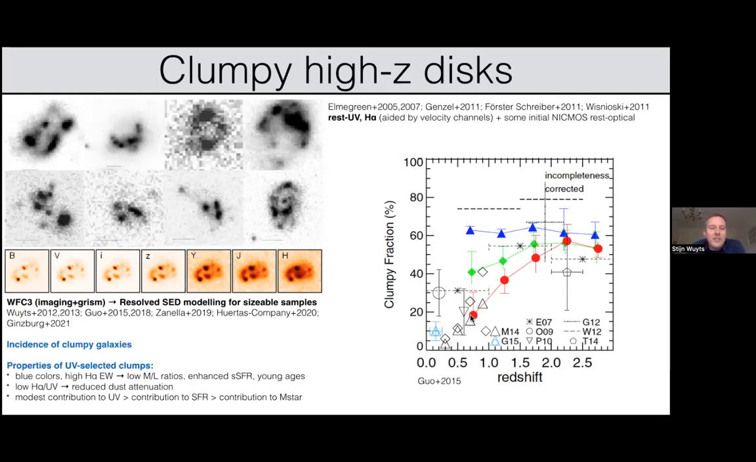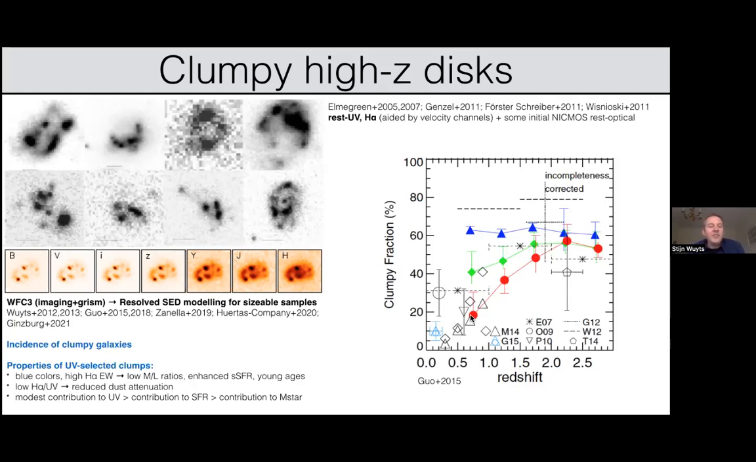In terms of their internal properties, both blue colors and H-alpha equivalent widths have indicated that their mass to light ratios are low. That's attributed to enhanced specific star formation rates, young ages, but young relative to the underlying disk at least. And it's important to emphasize that it's not just variations in stellar population, there are also variations spatially in dust attenuation. One diagnostic signaling that is that these UV clumps have overall lower H-alpha over UV ratios than the underlying disk.